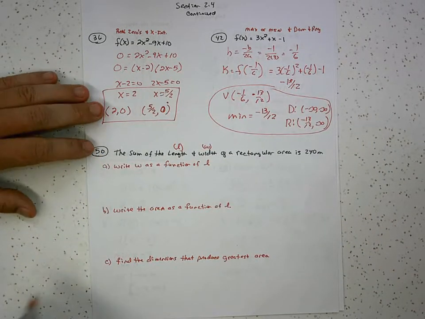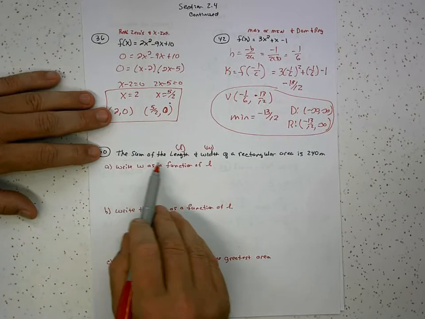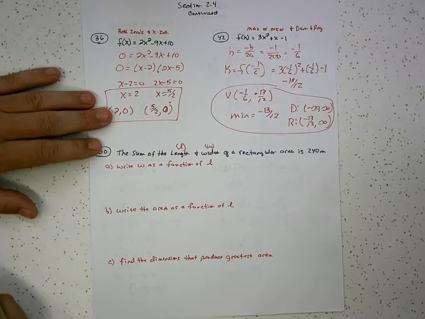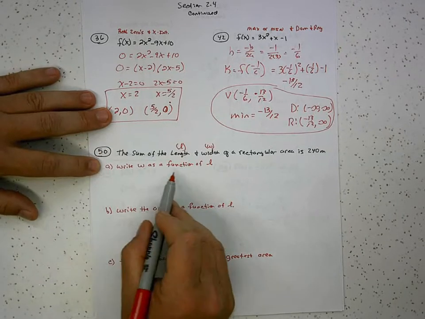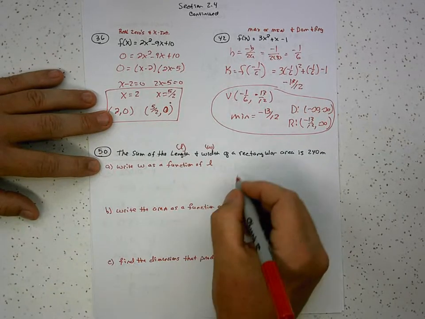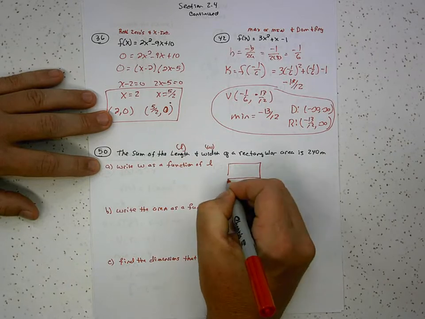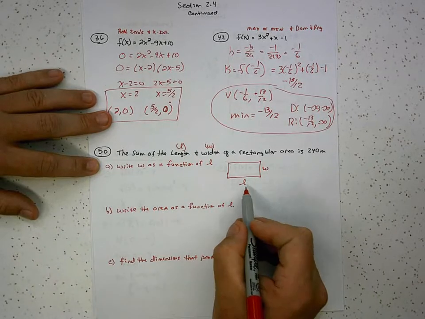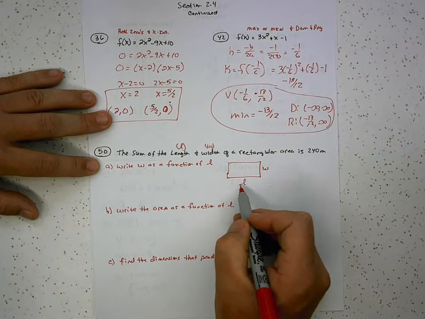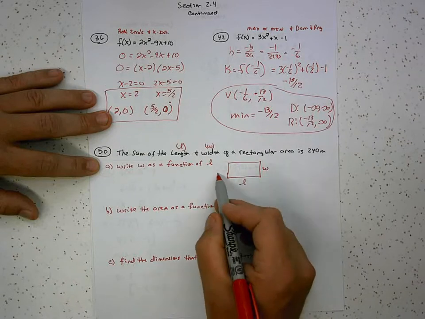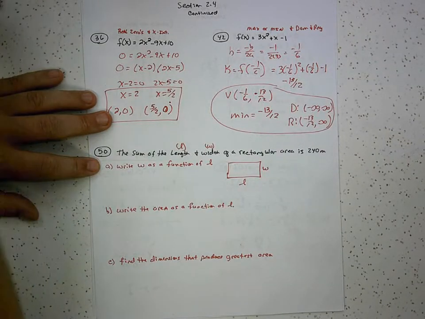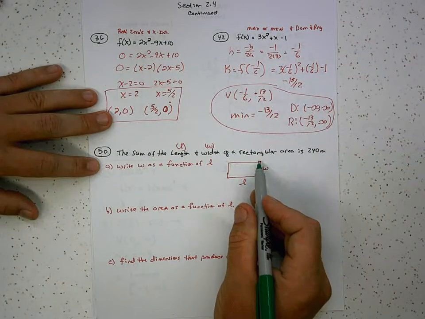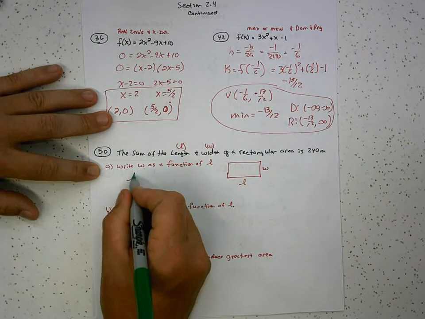Excuse me. Now, last one. The sum of the length L and the width W of a rectangular area is 240. They want to write W as a function of L. So what they have here, they got a rectangular area with a length L and W, okay, and they say the sum of the length, and this means that both of these are added together. So I'm not going to put an L and a W there, so it's asked a little bit different in this question.